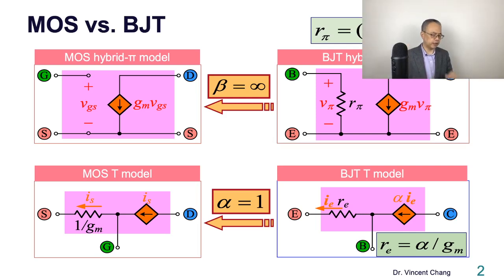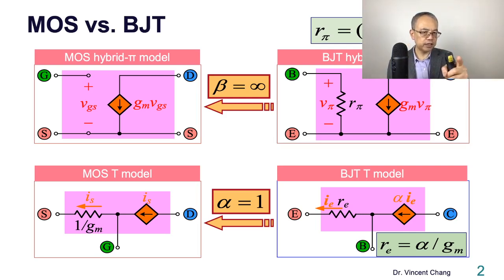Sorry, r pi is the resistance between base and the emitter looking into the base. So when r pi approaches infinity, then the resistance between gate and the source looking into the gate equals what? Infinity, right? And then when beta equals infinity, alpha equals 1. So when alpha equals 1, look at the right-hand side equation. RE becomes 1 over gm. It's exactly what it says on the left.